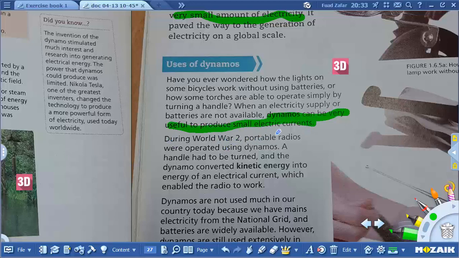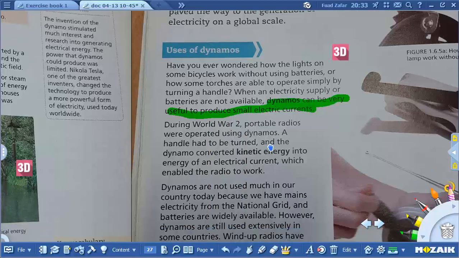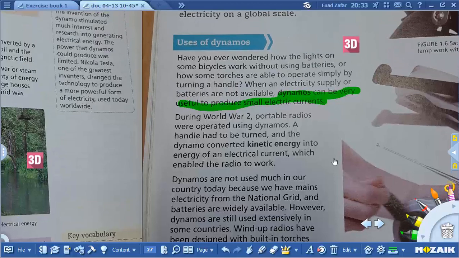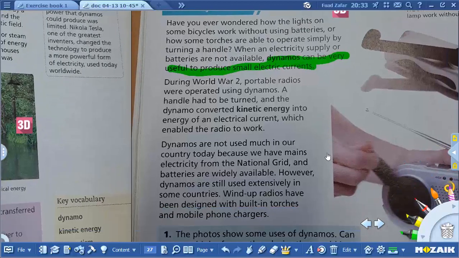During World War II, a portable radio, and portable means something you can carry with you in your hand. You have a picture of a dynamo radio. In a war they do not have batteries or a place from where they can charge their radios, so they used radios that have a built-in dynamo feature.